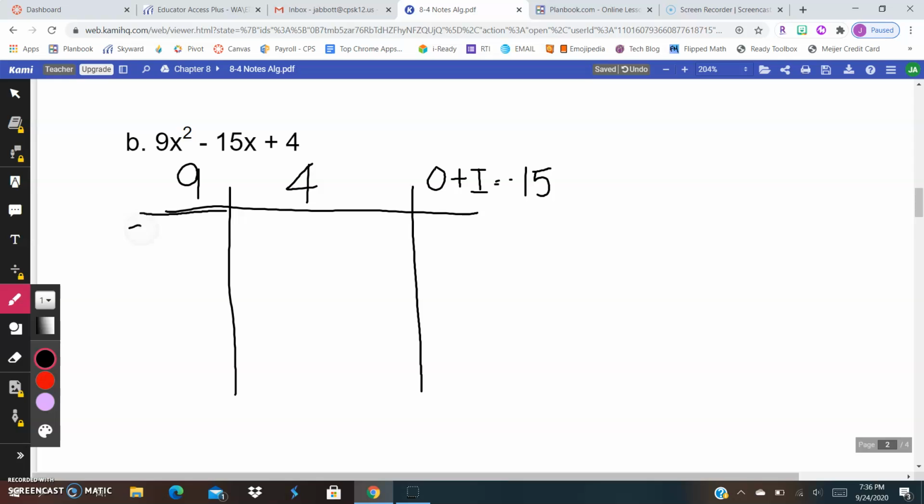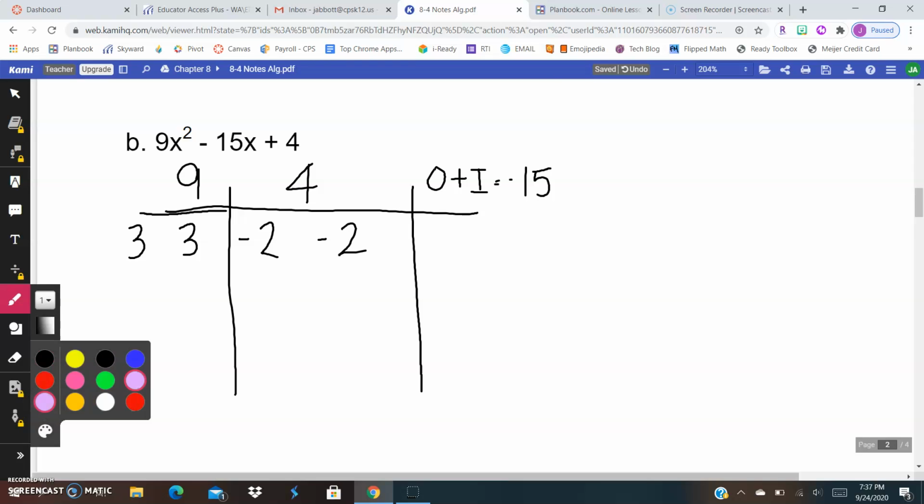So factors of 9, I'm going to do 3 and 3 first. And factors of 4, I'm going to do 2 and 2. And since I want a negative number left over when I add, I think I'm going to make both of these negative because in order to multiply together to be a positive, they both have to be a negative. So let's guess and check here. Outer, 3 times negative 2 would give us negative 6. Our inner is 3 times negative 2 again, which would give us negative 6. 2 negative 6s would give us negative 12. So not quite.